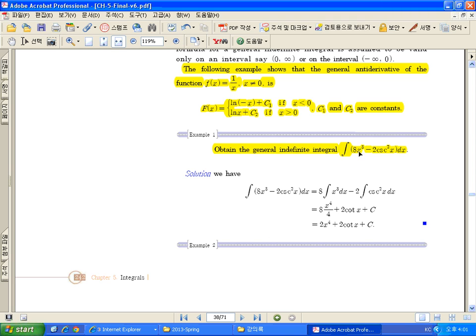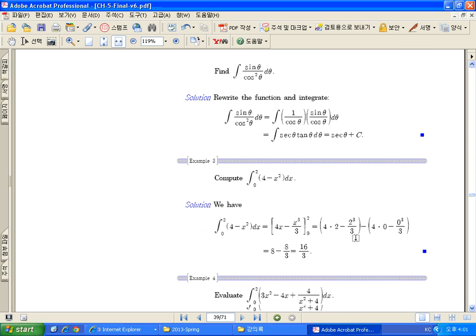An indefinite integral like this can be split like this by the linearity property, and by the homogeneous property those constant coefficients can come out. So it became a very easy integration on each term. From the table, we can easily replace the values here to get the answer, which is 2x plus 2 cotangent x plus c.